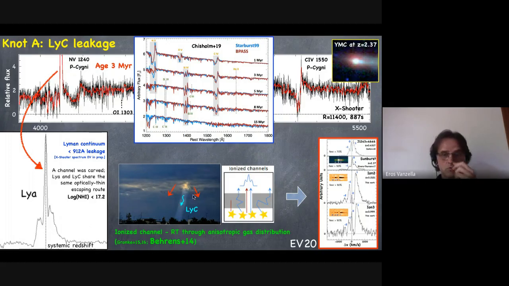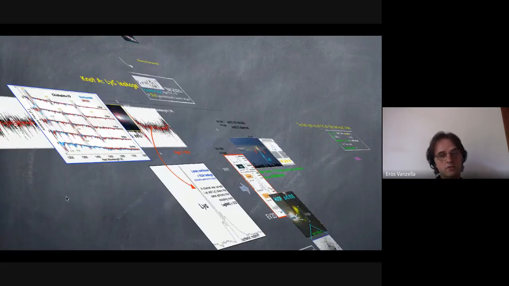Here is just a cartoon to show you how this should work. And there are other objects like that. So these are two important things. The first is that this is a very compact object. I will show in a second that it might be a star cluster, a massive star cluster. And the second point is that it was able to perforate the medium and leak ionizing photons into the intergalactic medium. This is relevant for reionization.